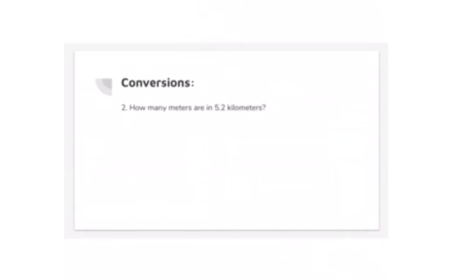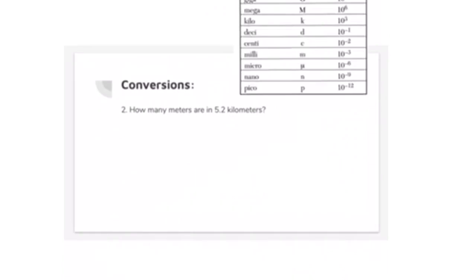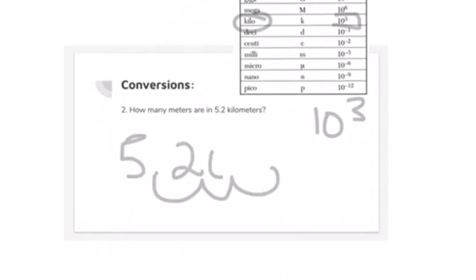Alright, here's our next problem. So how many meters are in 5.2 kilometers? So let's look at the table. Since we're dealing with kilometers, we'd go to kilo and then 10 to the third. So our notation is 10 to the third. Since the 3 is positive, we'll be moving 3 spaces to the right. So 5.2 and then 3 spaces to the right. So it would be 5,200 meters.